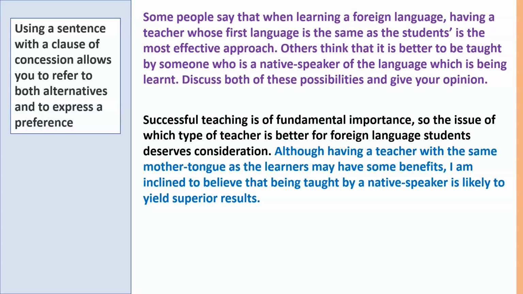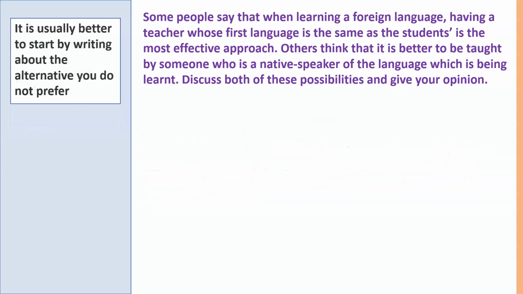Using a sentence with a clause of concession that's beginning with although or even though, this is a great idea because it allows you to refer to both alternatives and to express a preference. That's what we want to do here. We want to say that one option is better than the other one, but we want to refer to both. So a sentence beginning with although, and then you refer to the weaker option, and then in your main clause you refer to the stronger option.